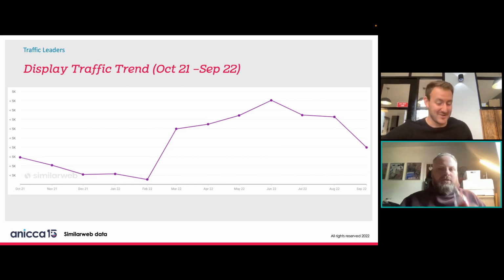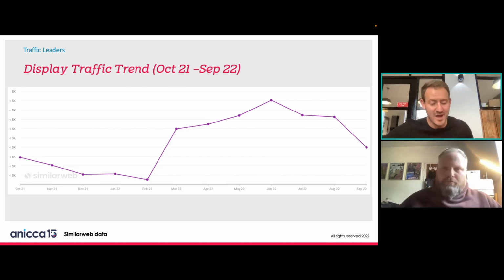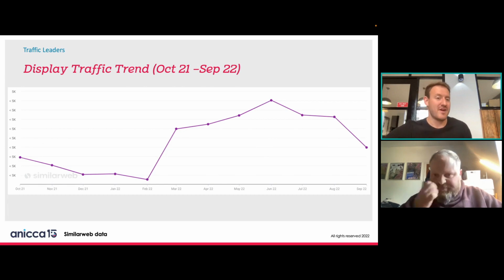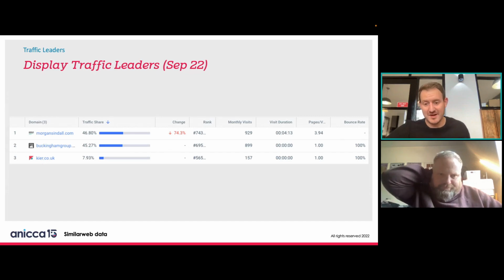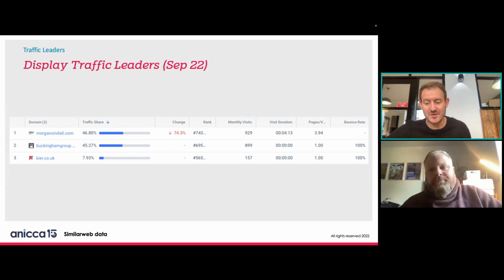But yes, absolutely. There is so much potential to use these brand names and some strong creative to drive traffic, not just through display ads, but also directly to the site if they can remember your brand name, or via organic search. All it takes is searching that brand name on Google to gain a new user for your website. So it's very important to be using these channels as effectively as possible. And finally, we can see the display traffic leaders. Morgan Sindall, Buckingham Group, and Kier as well started to utilize this channel a little bit more in the past few months.